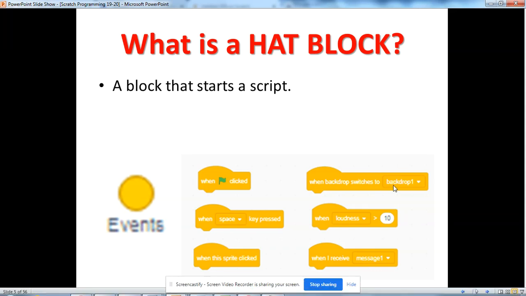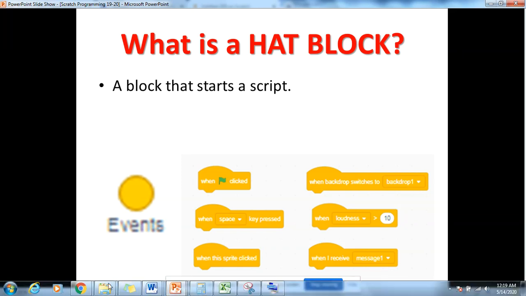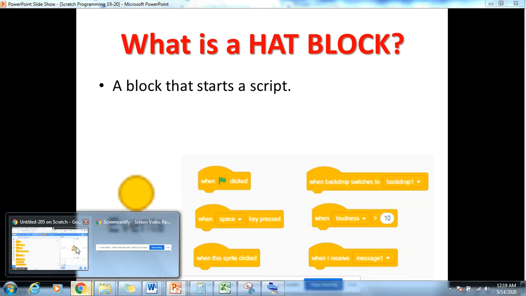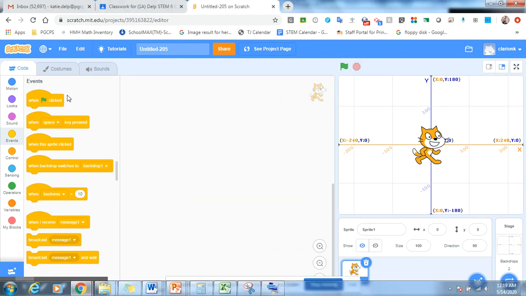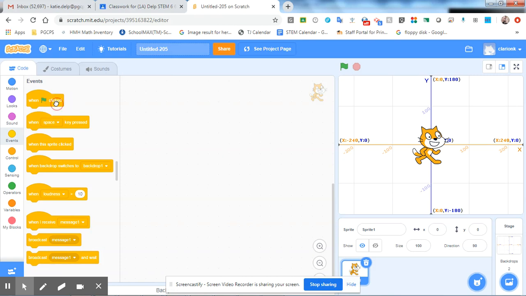Go back here. So they tell your sprite when to start a section of instructions. Okay, so if you want your sprite to do something when the green flag is clicked, the green flag being in the top left corner of your project up here, right? Then you would use this hat block, when green flag clicked.